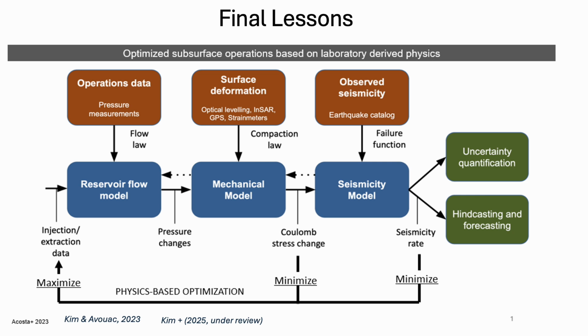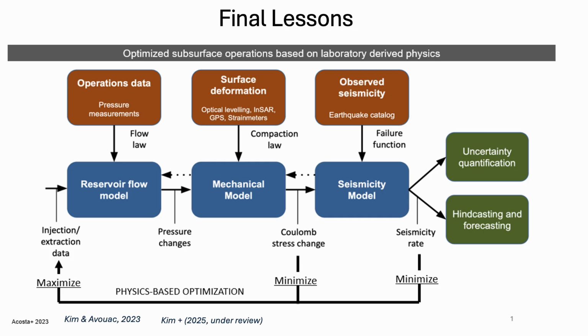So they proposed a feedback loop wherein you get operations data, which are the pressure changes from wells, put it in the reservoir flow model where you solve the diffusion equation with your appropriate boundary conditions. Then the change in pressure with time and space is fed in the mechanical model, just like the Coulomb failure stress model as I showed before. Those change the stress state in the fault. That changes seismicity based on the seismicity model.